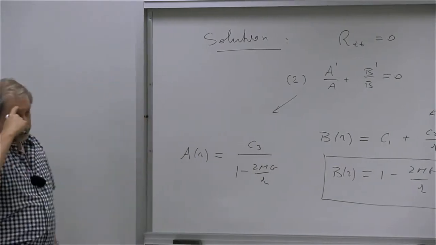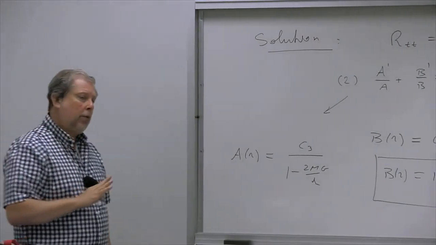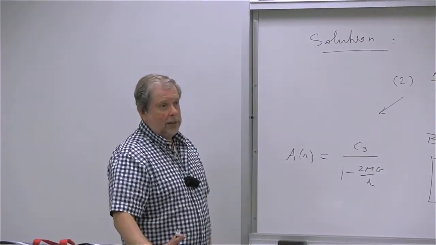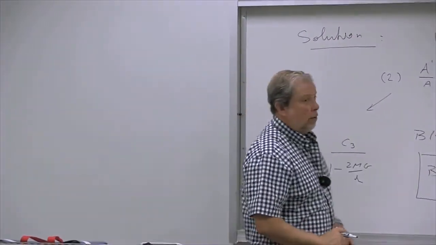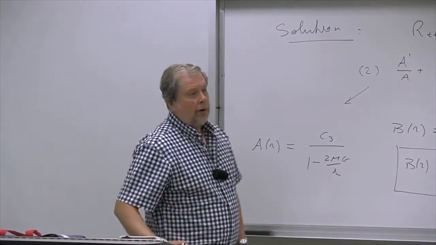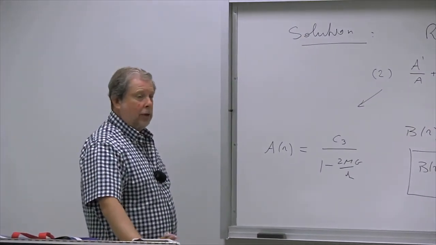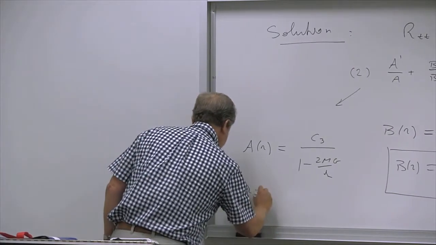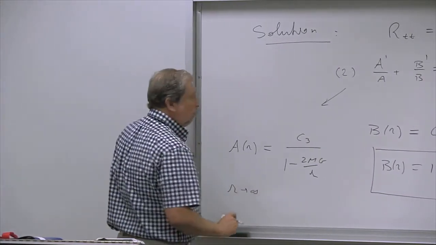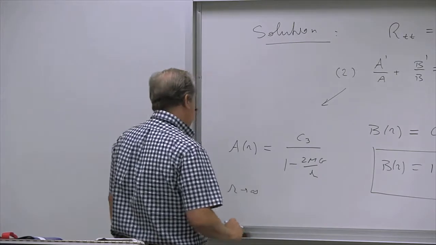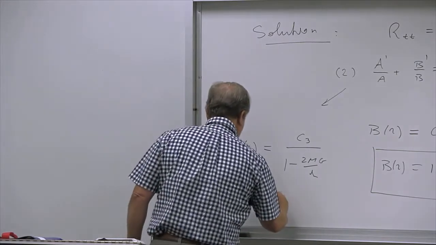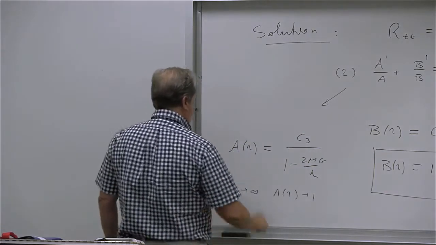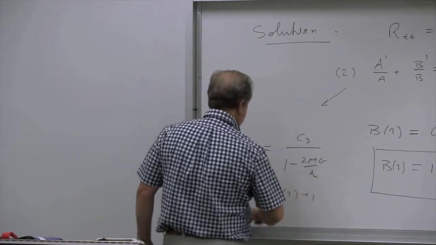And C3 is determined by the fact that when we go sufficiently far away from the source, we should just recover flat space-time, right? So if you look at the metric, when you go far away, then you should just have the flat metric. So A and B should become 1, right? So as R goes to infinity, A of R should go to 1, and that tells us that C3 is 1.